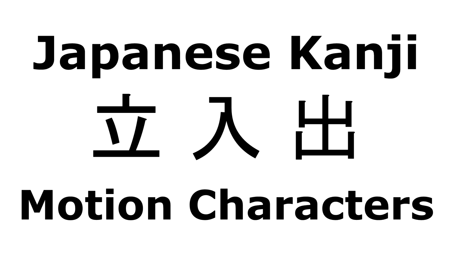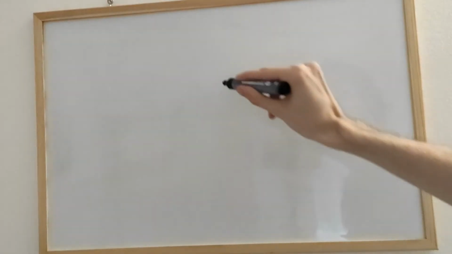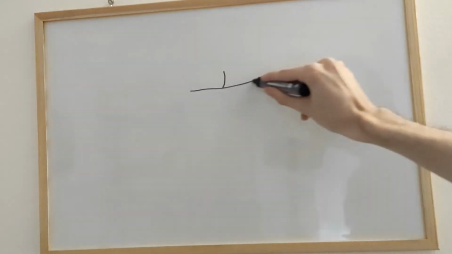In this lesson, you're going to learn three kanji characters that describe motion: entering, exiting, and standing. Very easy to remember too. Let's learn the kanji for standing.